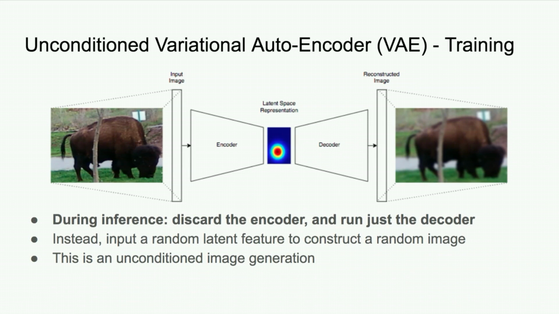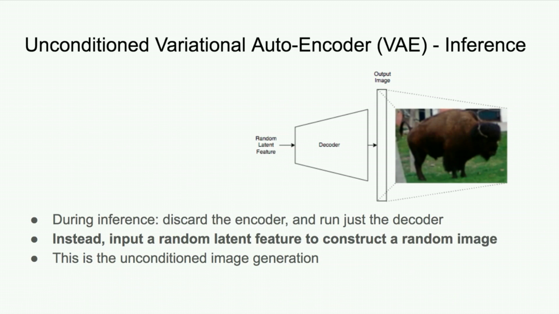During inference, we discard the encoder part and run just the decoder. By inputting a random latent feature, we can construct a random image. This is the unconditioned image generation.